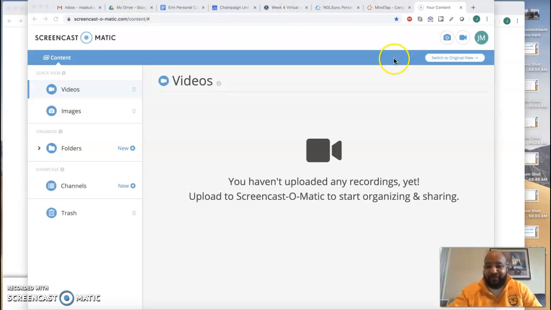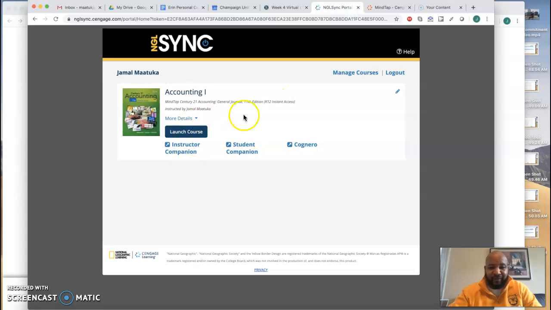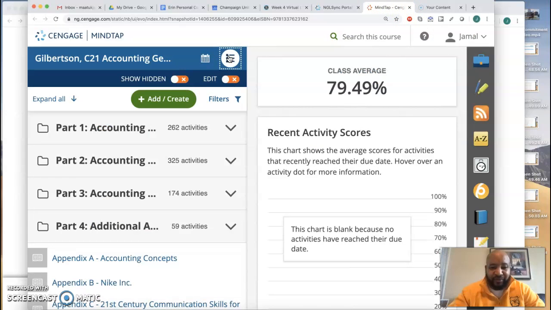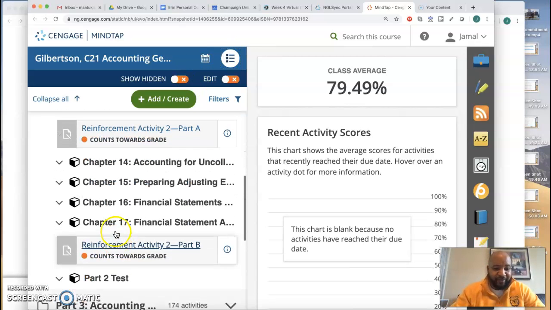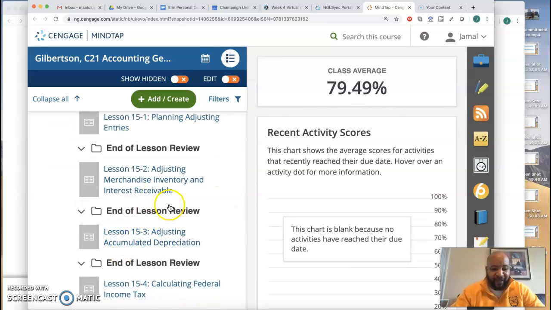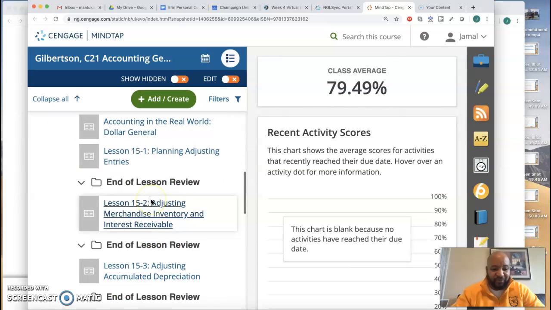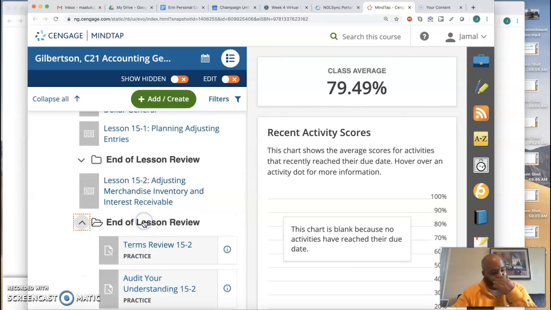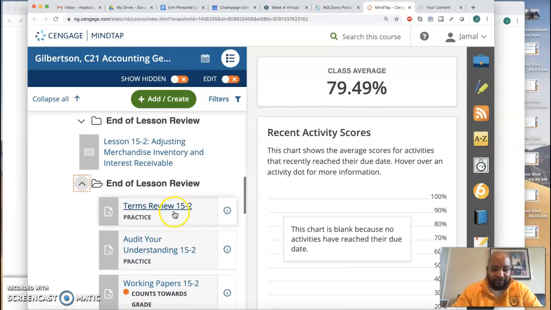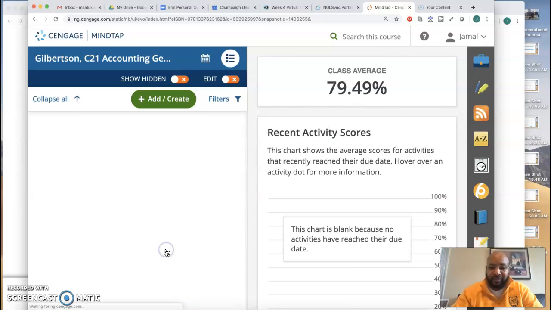Let's go to our MindTap. See if we can get that. We got the course launched. You want to go to your outline view. Let's go to chapter 15. I believe we left off on 15.1, so let's go to 15.2. There we go. Let's do the work together.